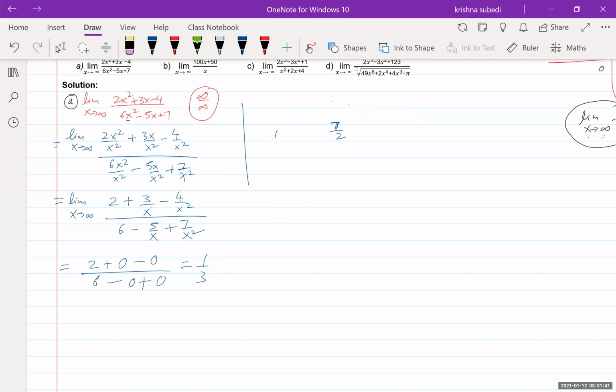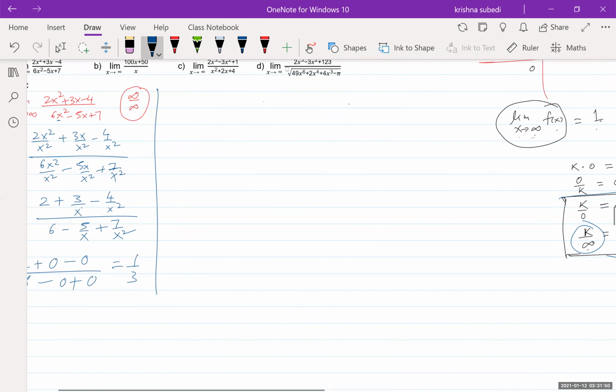Now, let's try one more just for fun. The idea is the same. Let me try part C.